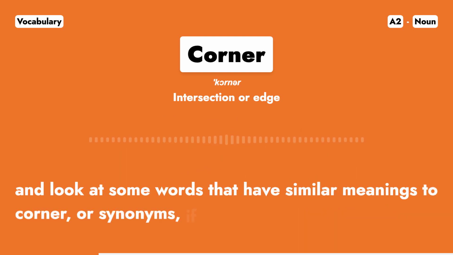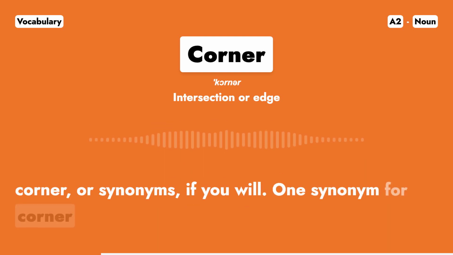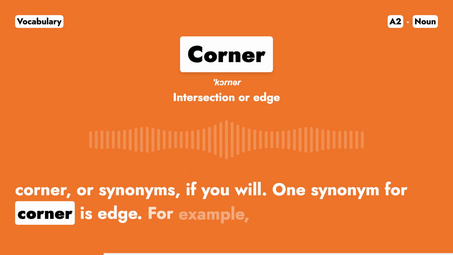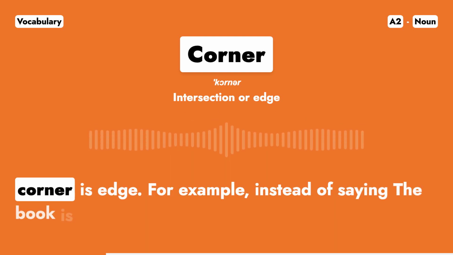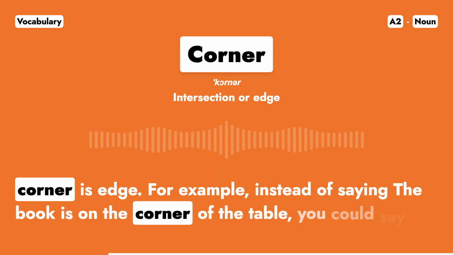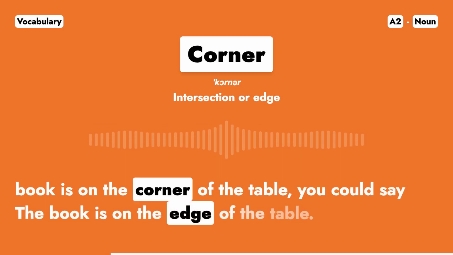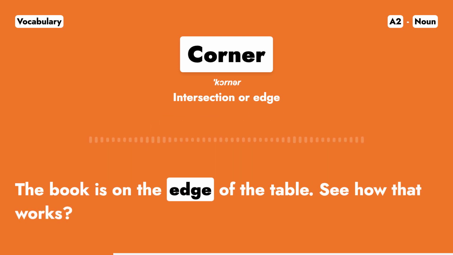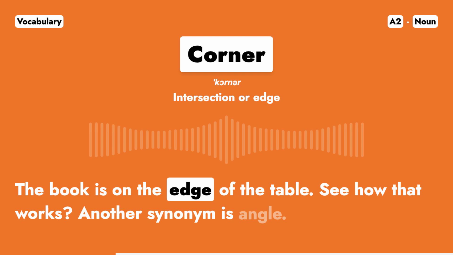Now, let's spice things up a bit and look at some words that have similar meanings to corner, or synonyms, if you will. One synonym for corner is edge. For example, instead of saying the book is on the corner of the table, you could say the book is on the edge of the table. See how that works?